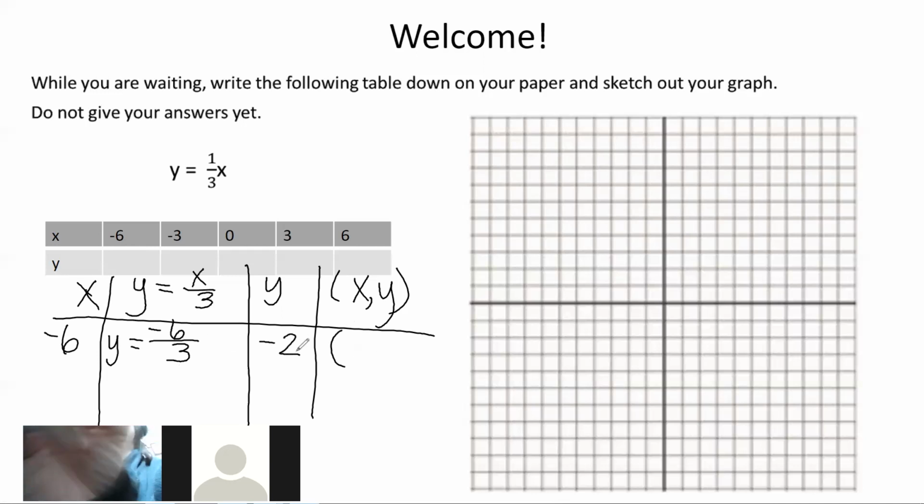So then we would put those points together. -6, -2. Good. Yeah, and then that's our first point we would graph. Who can put that on the grid for me? Lucy?